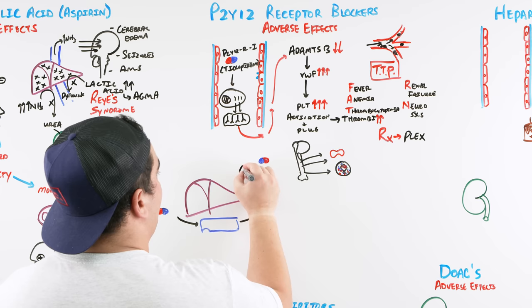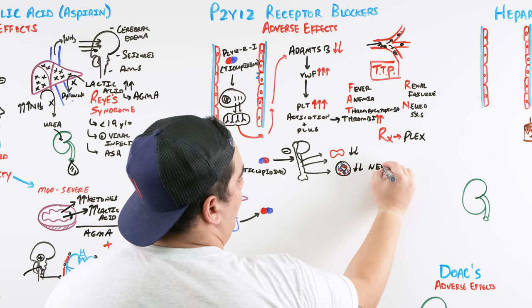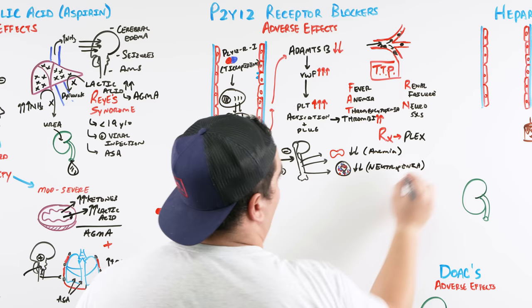Don't use it. And when you use ticlopidine, it can inhibit the bone marrow from producing red blood cells, so patients can experience anemia, and they can also experience neutropenia. So watch out for neutropenia and also watch out for generalized anemia as well. All right, one more adverse effect. We talked about TTP, and we talked about bone marrow suppression with ticlopidine.